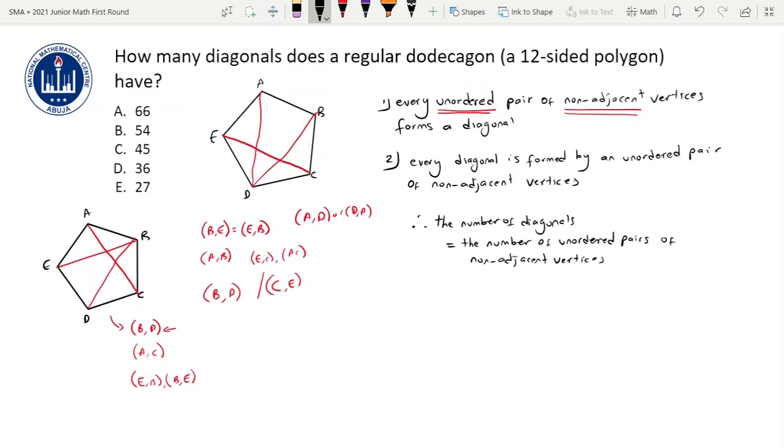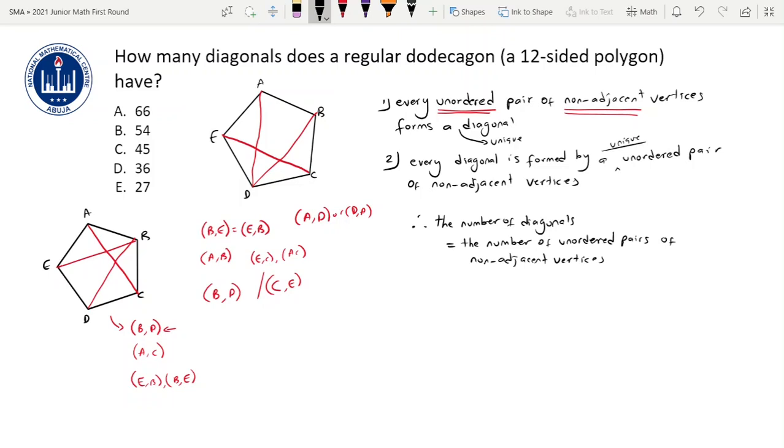In fact, in these two observations, we can add unique, right? So every unordered pair of non-adjacent vertices forms a unique diagonal. That's important because if you pick any pair of non-adjacent vertices, there's one and only one diagonal that it will form. So every diagonal is formed by a unique unordered pair. So no diagonal is formed by two pairs of vertices.